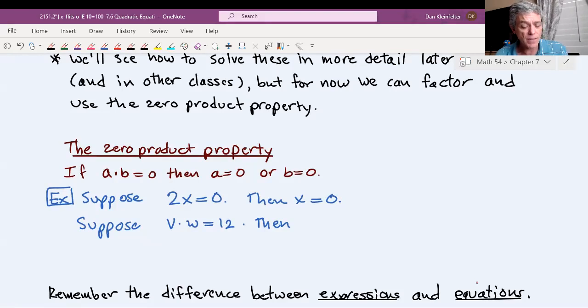Okay, a couple of examples. Suppose that 2 times x is 0. Then, well, 2 is not 0, so it must be that x is equal to 0.